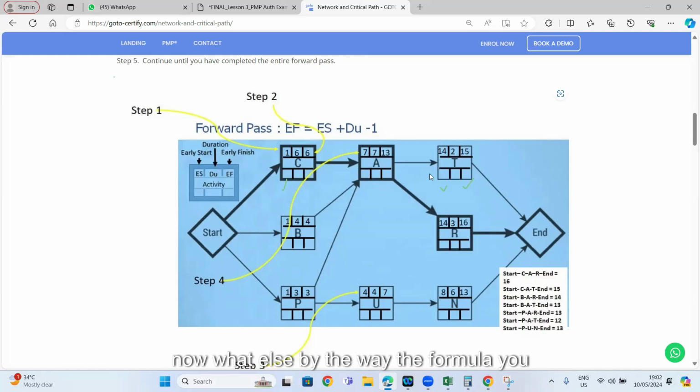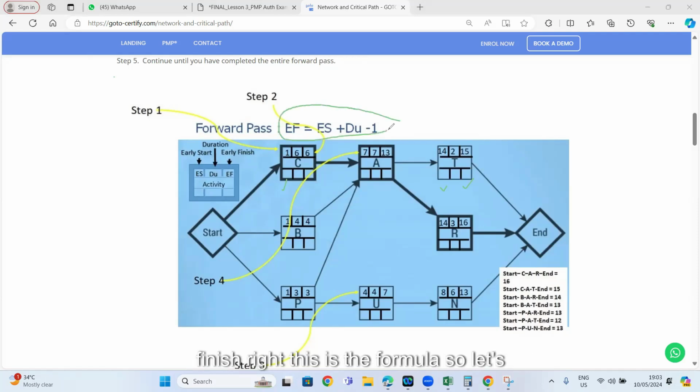By the way, you can use the formula to calculate early finish, and the formula is given here. So this is also one way to determine the early finish, right? This is the formula. So let's say I want to calculate early finish for example for activity A, and it is 13, but I don't know that. So I need to see the earliest activity A can start, when activity A can start.